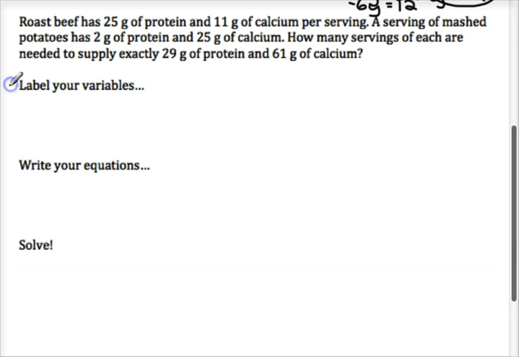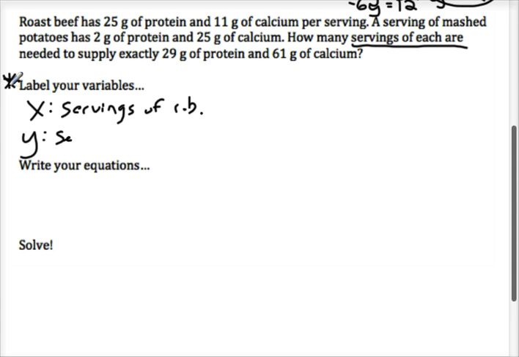Okay, so to begin to answer this question, the first thing I'm going to do is label my variables. And again, to identify that, I need to figure out what I'm being asked. I'm being asked how many servings of each are needed. So my two variables are going to be based on my servings. So x, I'm going to make servings of roast beef, and my y is going to be my servings of mashed potatoes.